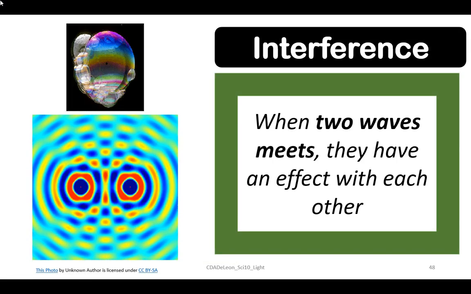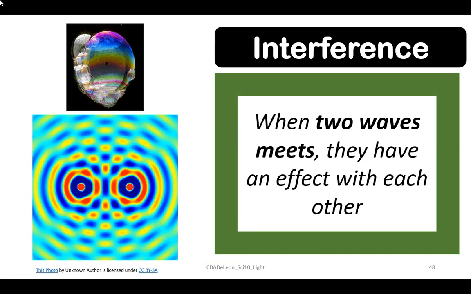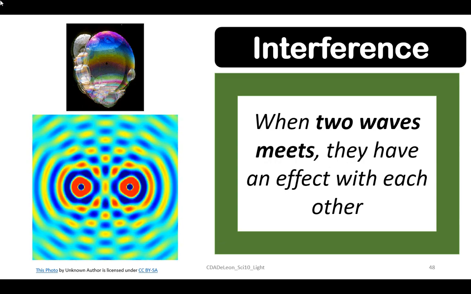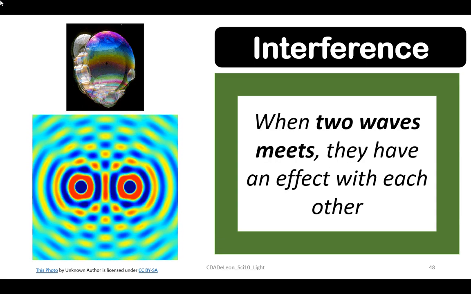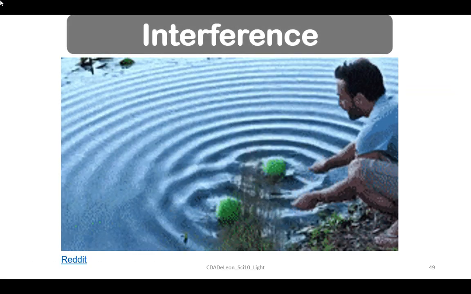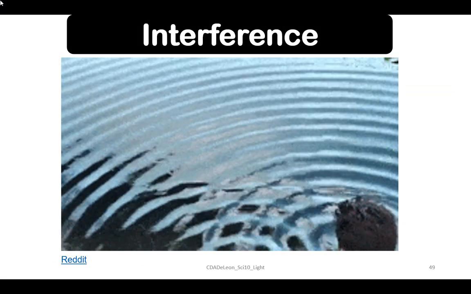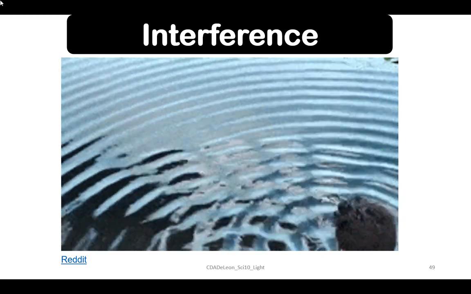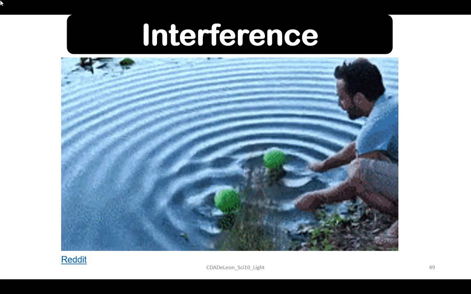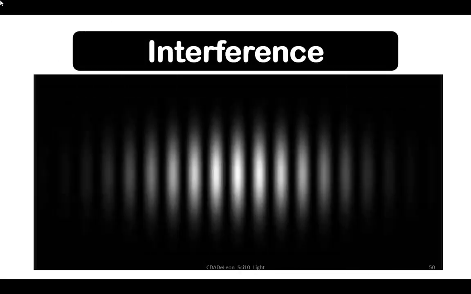Now let's discuss interference. When you say interference, when two waves meet, they have an effect on each other. So there's a formation of a new pattern as two waves meet. An example is interference that can be observed in any body of water. Another example is this.